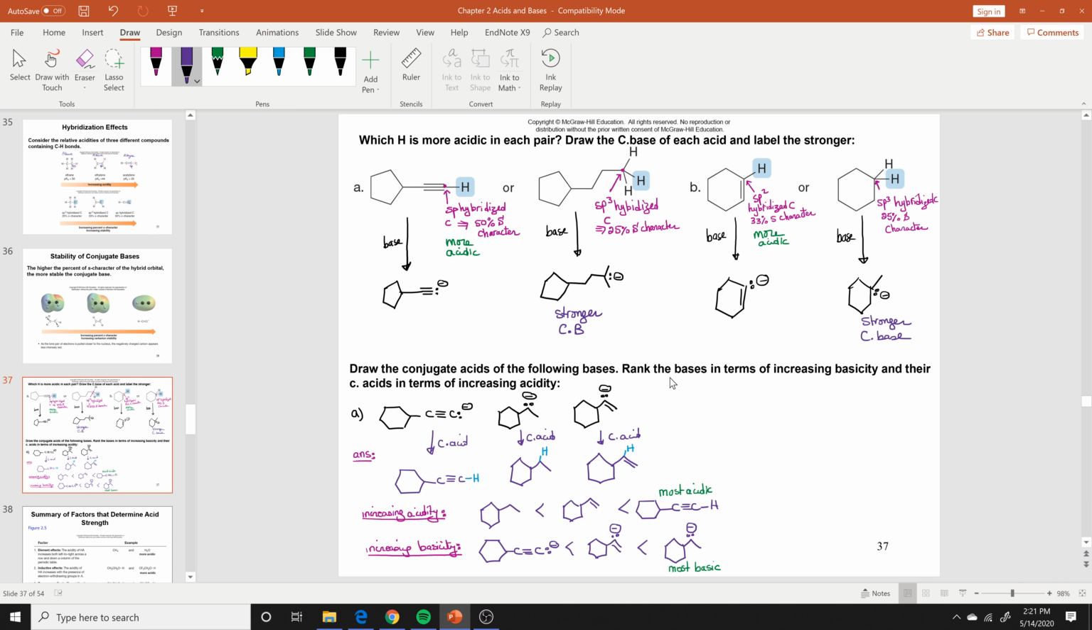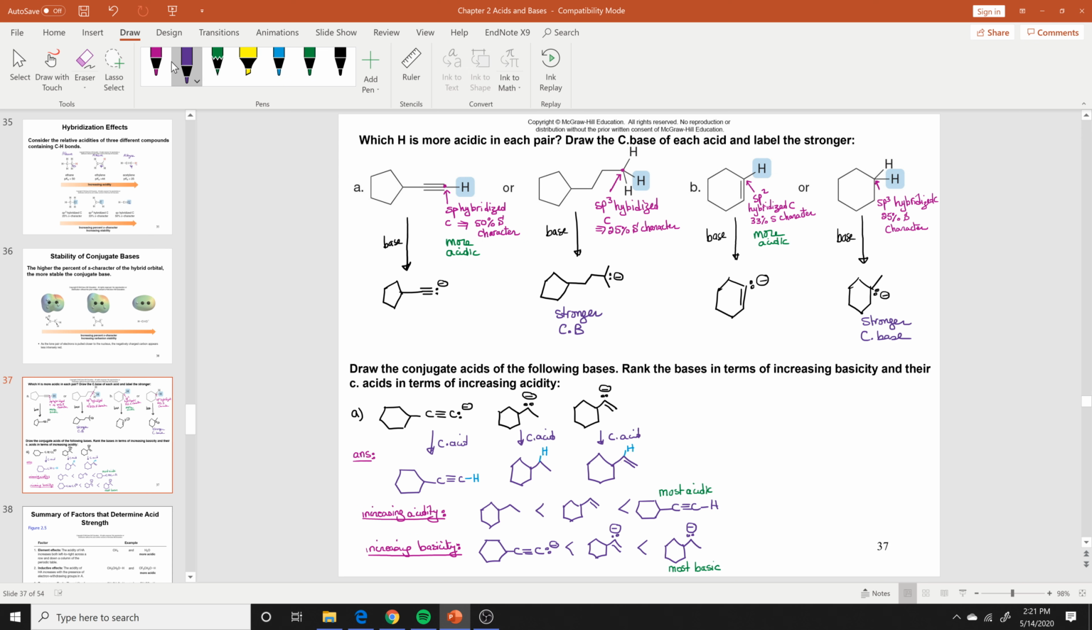Draw the conjugate acid of the following bases. So I have these three bases. I want to draw their conjugate acids. Just add hydrogens to them. So I added hydrogens to each one of them, and then rank the bases in terms of increasing basicity and their conjugate acids in terms of increasing acidity. Just remember that in terms of acidity, you need to go with electronegativity. So sp is more electronegative than sp2, than sp3. So a hydrogen that is connected to an sp hybridized carbon is going to be more acidic than that connected to an sp2, than that connected to an sp3.